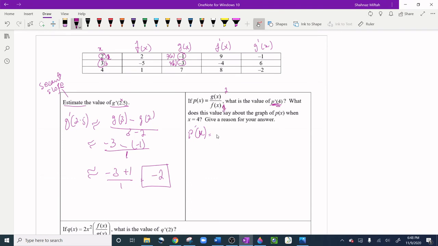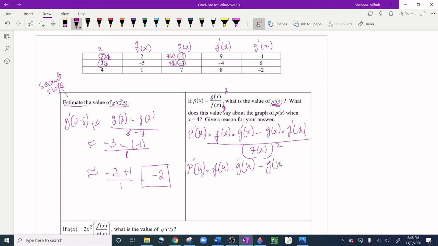Keep the g as it is, like g of x times, take the derivative of f, which is f prime of x, minus, keep the f as it is, which is f of x times g prime of x, over g of x whole squared. Now plug in 4 wherever you see x. So I got f of 4 times g prime of 4 minus g of 4 times f prime of 4, over f of 4 whole squared.